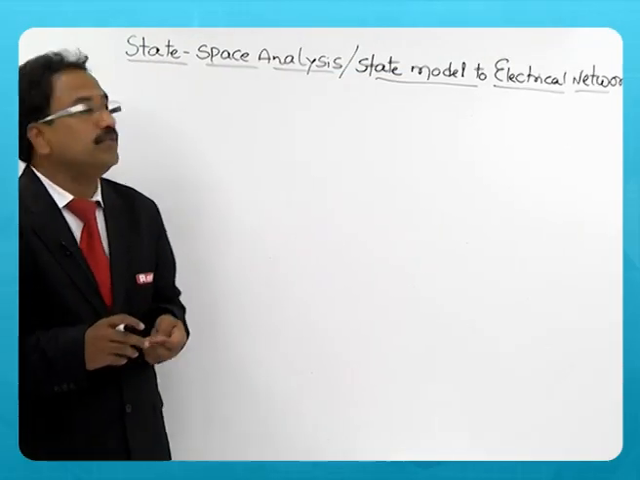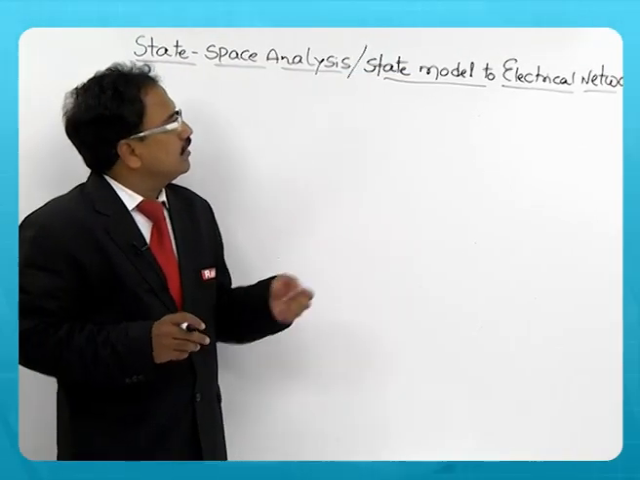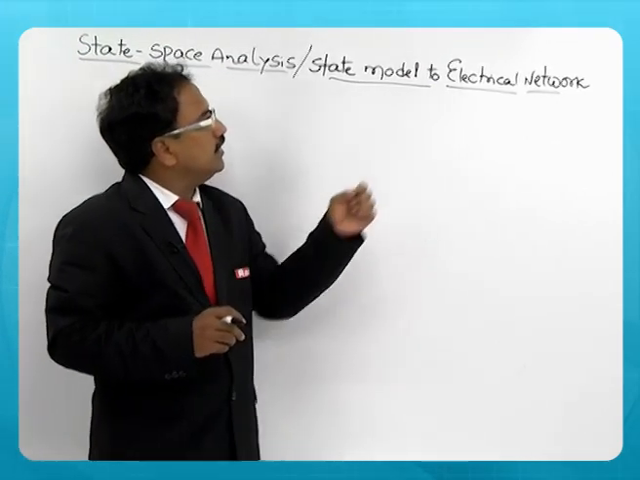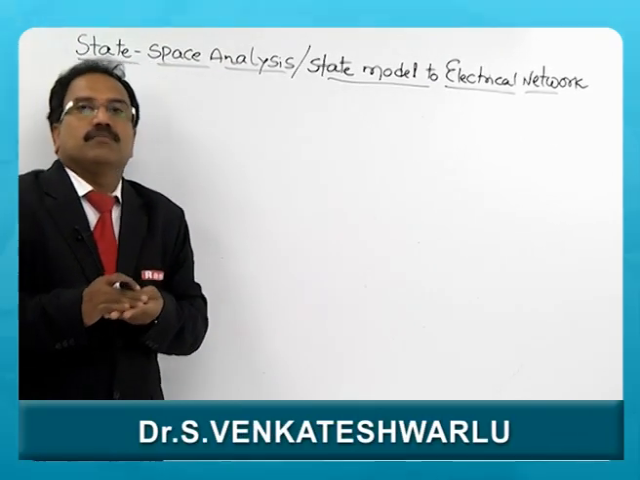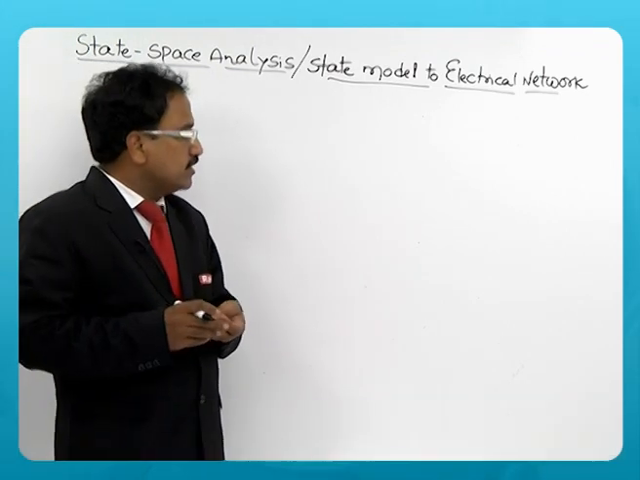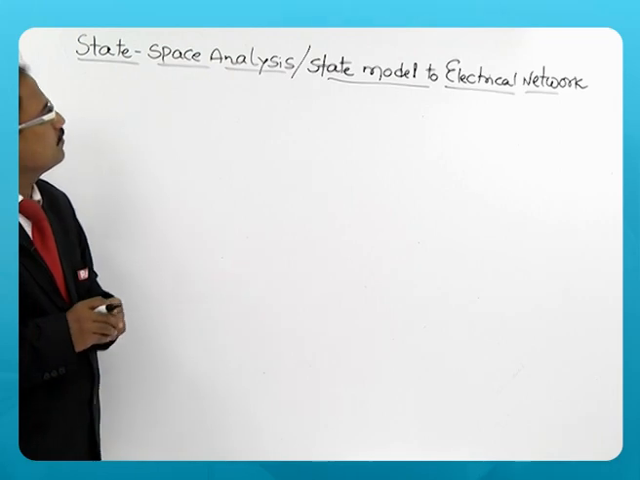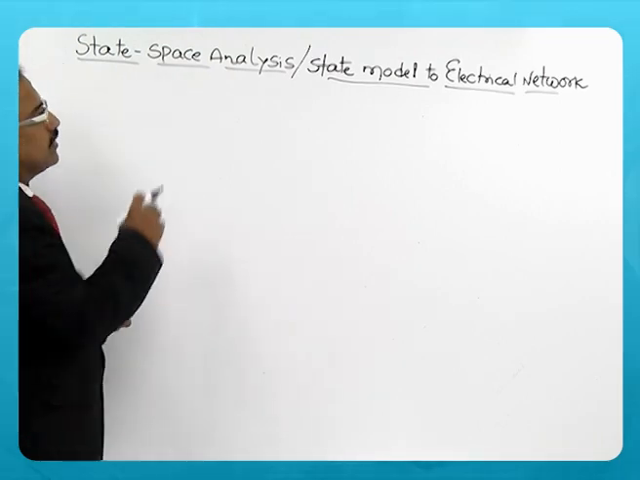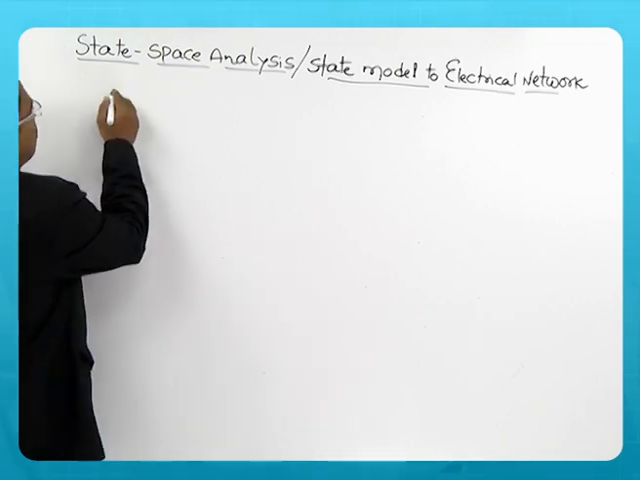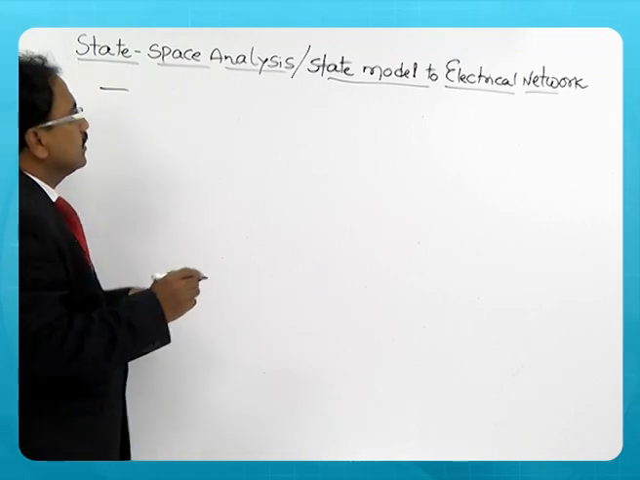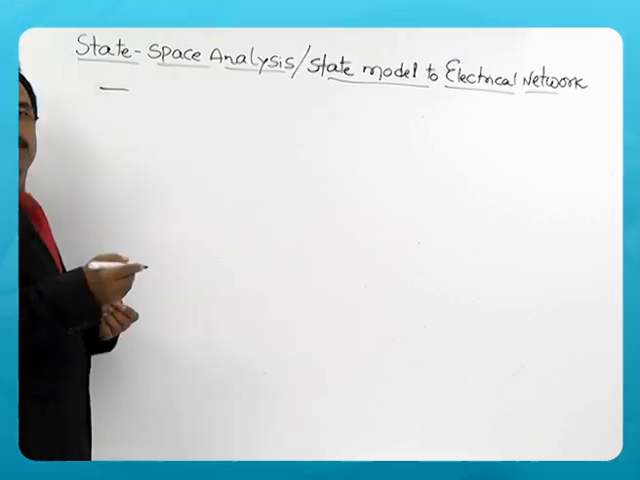So how to obtain the state model when an electrical network is given? An electrical network generally consists of memory-less elements like resistors and energy storage elements, inductors and capacitors. To form the state model when an electrical network is given, we need to know certain points, like what the state variables are.